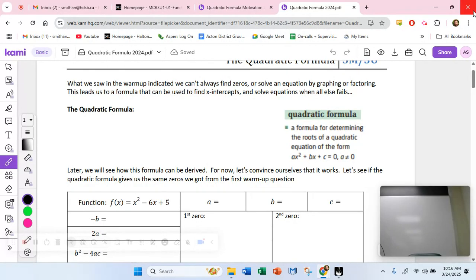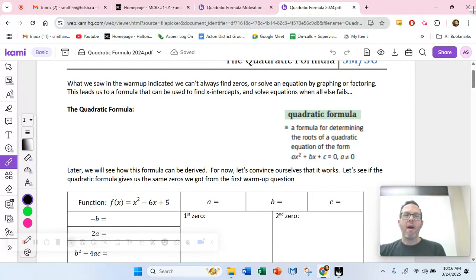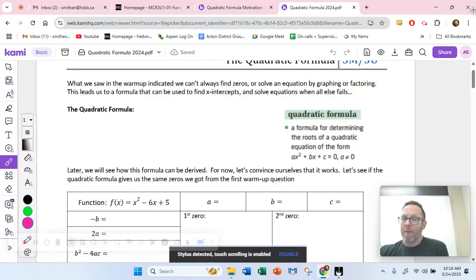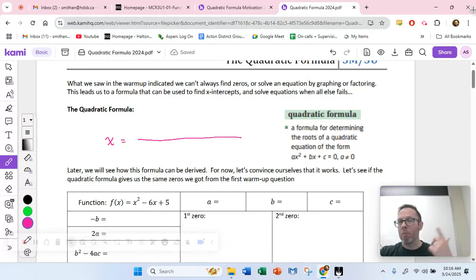You'll always have it. It'll be on your test. Most of you guys will have it memorized because you use it so much. Here it is in all of its glory. It's just a formula that finds x-intercepts for you. So it's a little beefy. I mean, it's on the front left board. I'll talk about that in a second.